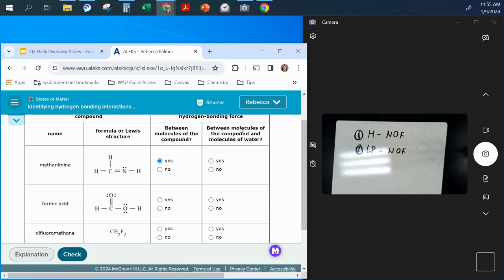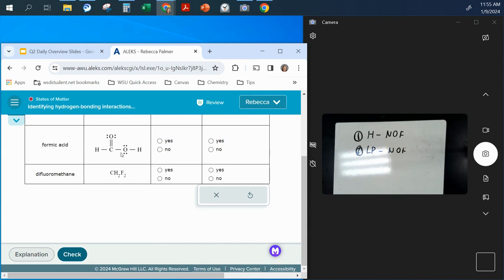Okay, the next one, if this one's yes, this one's yes. If it has one of these to be true, that's all it needs to hydrogen bond with water. Okay, next one. This one I can look at if there's any OH groups, that's going to have hydrogen bonding because it has a hydrogen on an oxygen.